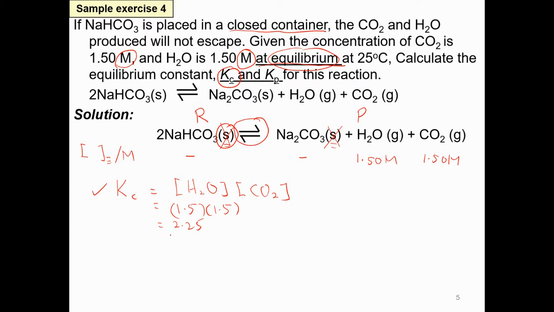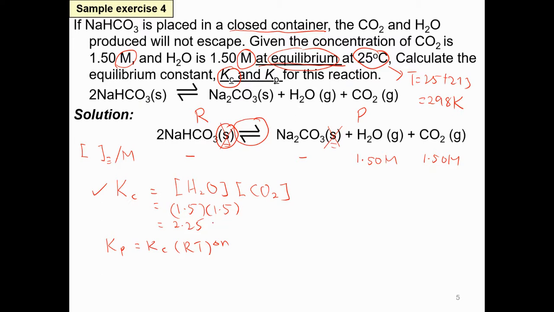Okay, next one. How to find Kp? Okay, so in order to find Kp, we don't have to calculate one by one for pressure. So what we do is we use Kp equals Kc(RT)^Δn. Okay, first of all, let's look at temperature. Temperature given is 25, meaning that it is 25 plus 273. We are going to get 298 Kelvin. Okay, so we have this.